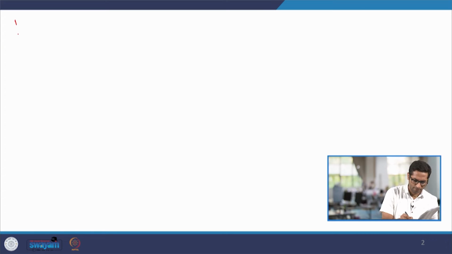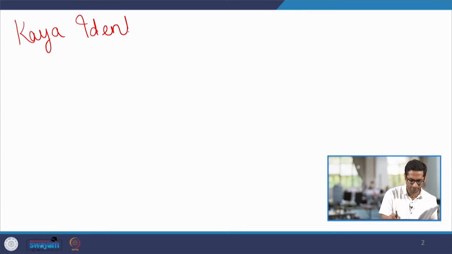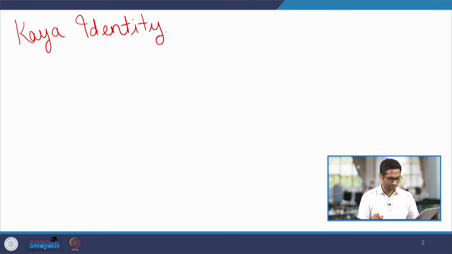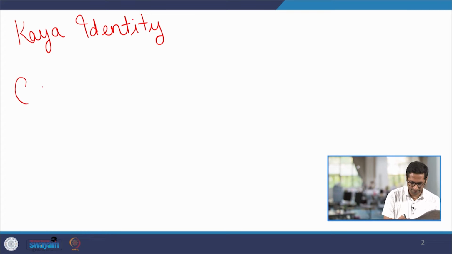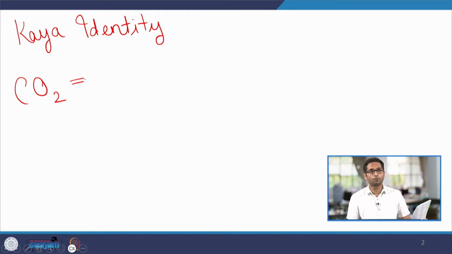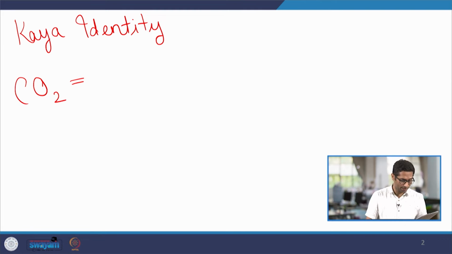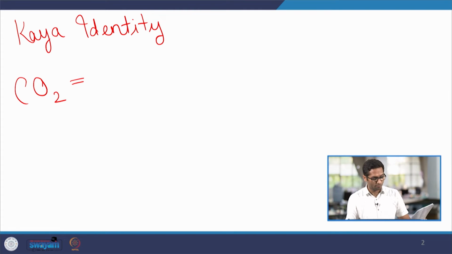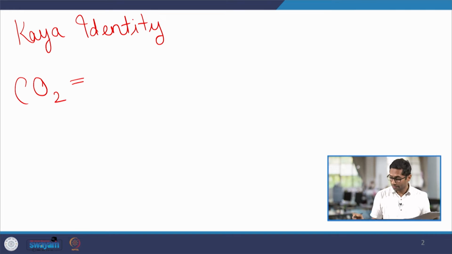So, as we proceed, let us start with something known as the Kaya identity. This identity was proposed by a Japanese scientist named Kaya, and it has been named after him. The identity goes as: the CO2 emissions of any system, which could be a small energy system, a corporate, or even a country, would be a function of these four items.